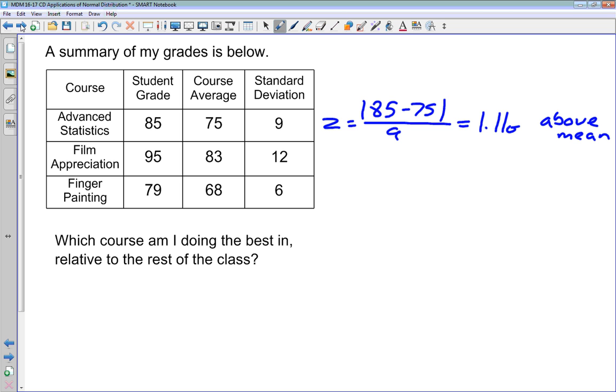In film appreciation, my z-score is going to be 95 minus 88 divided by 12 gives me 1.0 standard deviations above the mean. Sorry, I wrote 88 there. It should have been an 83. So 1.0 standard deviations above the mean. And there's a V in above.